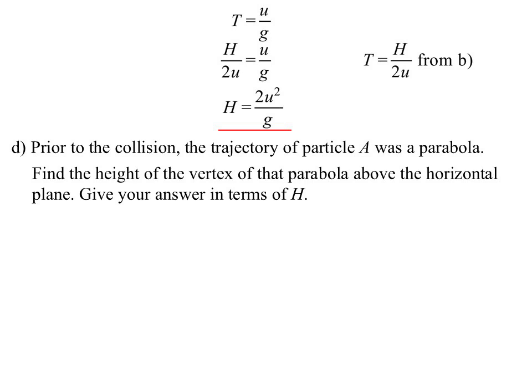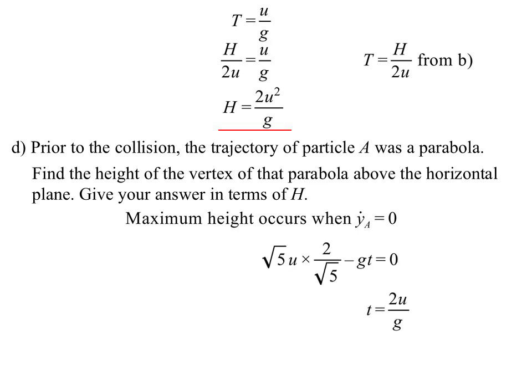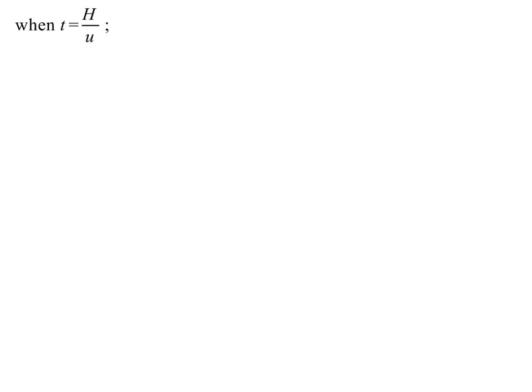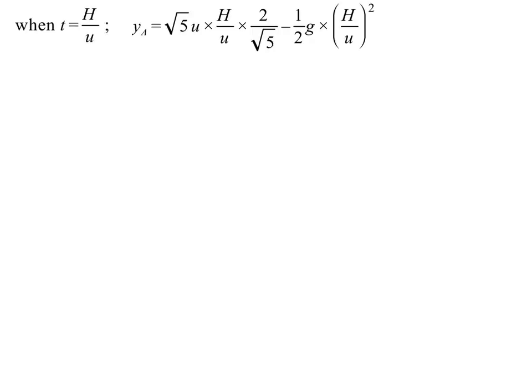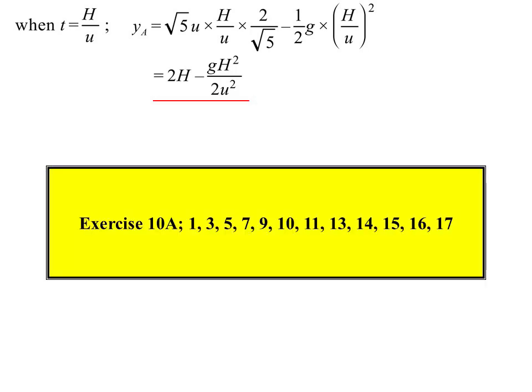Okay, what do we know? Maximum height, that will occur when vertical velocity is equal to 0. Sub in. So I now know the time it happens. We want to find the height. But hang on. 2u on g, that would be the same as h on u, because of what we found u was. Sub that in to find where it happens. And there it is in terms of h. Whew. Okay. 10A.